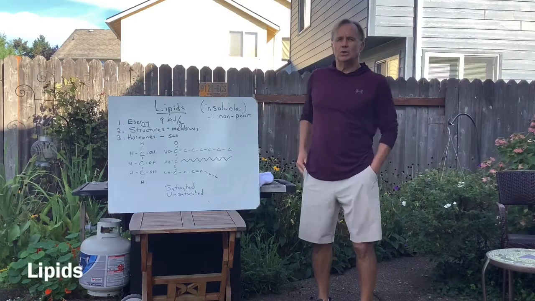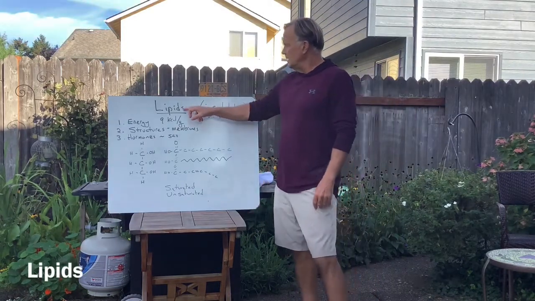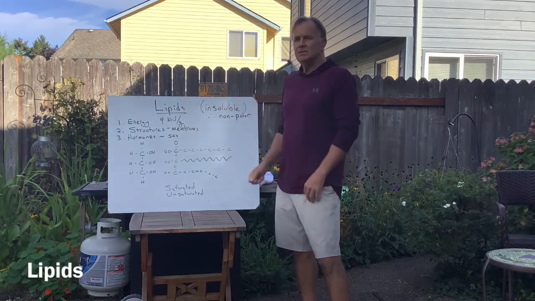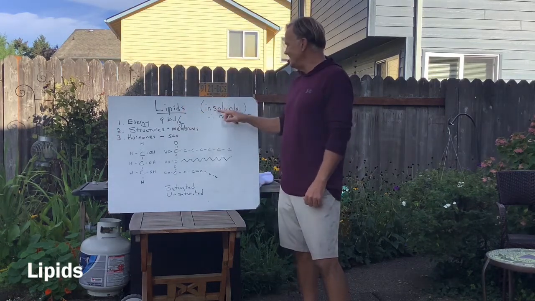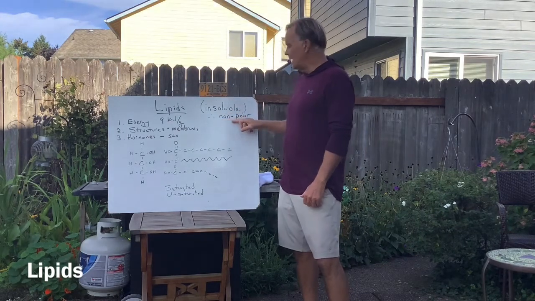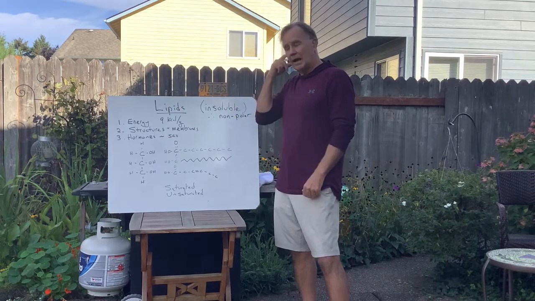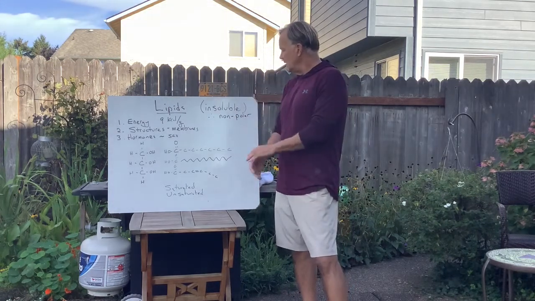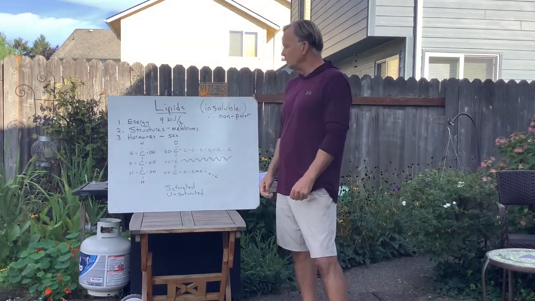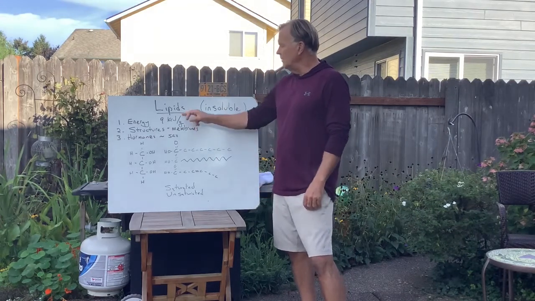The next macromolecule are lipids. The key definition of this type of biological macromolecule is that it is insoluble in water. Therefore you have a lot of nonpolar bonds, a lot of carbon-carbon bonds, a lot of carbon-hydrogen bonds, which makes it nonpolar in nature. So it will not dissolve in water.